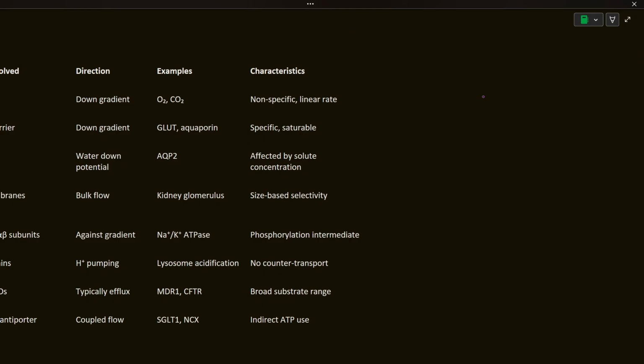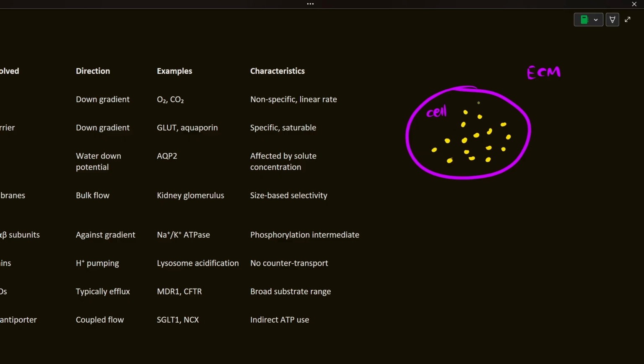So let's say that this is the cell and this is the extracellular matrix. Due to certain metabolic activities, the number of solute molecules increased in the cell, and those solute molecules are not being transported outside the cell. So there is no efflux of solute molecules from the cell. And let's say that the natural concentration of solute molecules is lower in the extracellular matrix. So due to the metabolic activity, the solute concentration is increasing inside the cell.